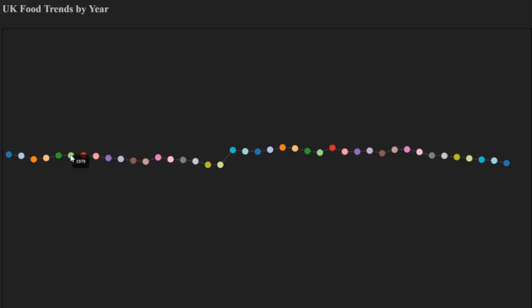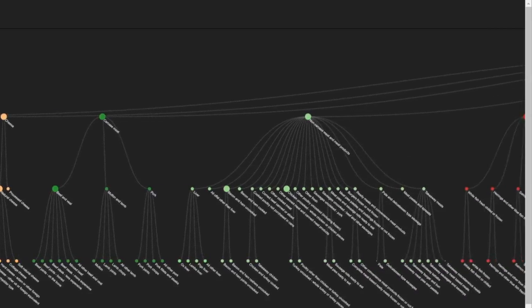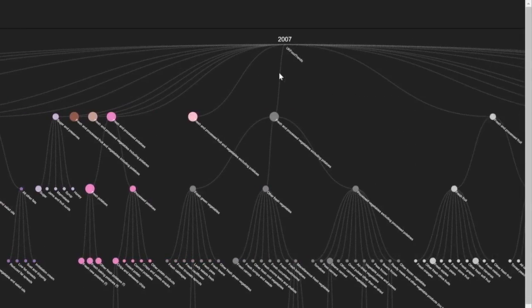This spike and decline is very evident in the timeline graph of my visualization. I created a timeline to visualize the consumption of food over the years in the UK. Hovering over a circle displays the year associated with it, as shown here. Clicking on a year brings you to a tree representing the different foods consumed during that year. As we can see here, this one is for 2007.